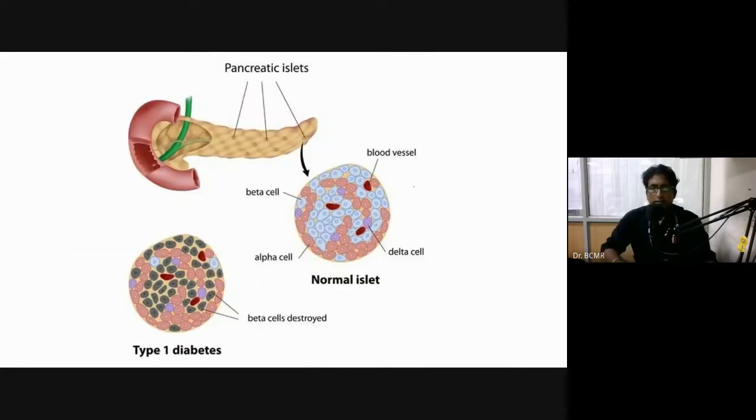So let's see, in the pancreatic islets, there are multiple cells. You have beta cells, alpha cells, delta cells, and this is how a normal islet would look. Whereas in type 1 diabetes, because the beta cells are destroyed, you will have very few of them, or they are non-functional and dying.